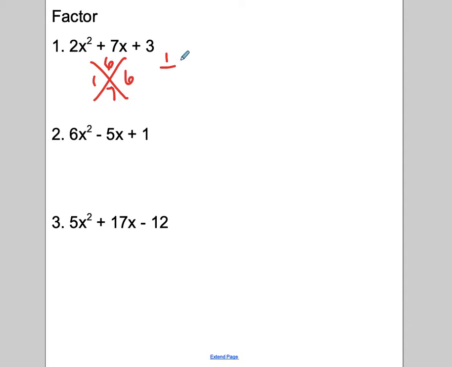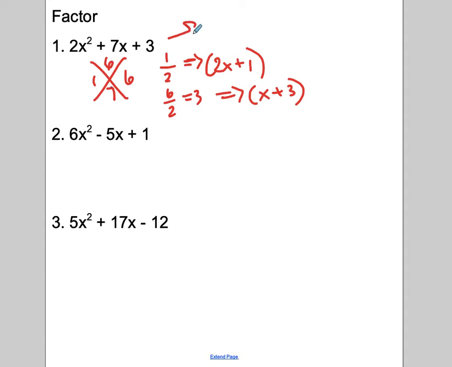So I take my 1 and I divide it by a, which is 2. That doesn't reduce. So that means when I rewrite this as a factor, this is 2x plus 1. It would be wrong to say x plus 2, okay? So now the next one is 6 divided by 2, which becomes 3. Now when I rewrite that, that becomes x plus 3. So these are my two factors. So the answer here would be 2x plus 1 times x plus 3. Okay? All right, now this one.